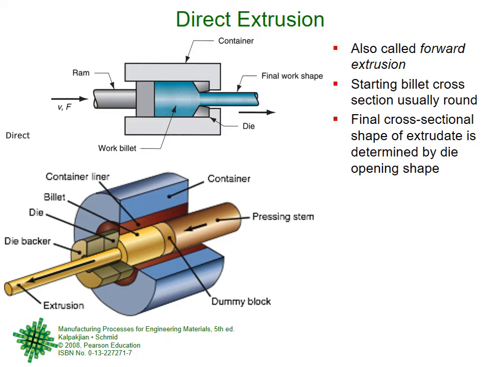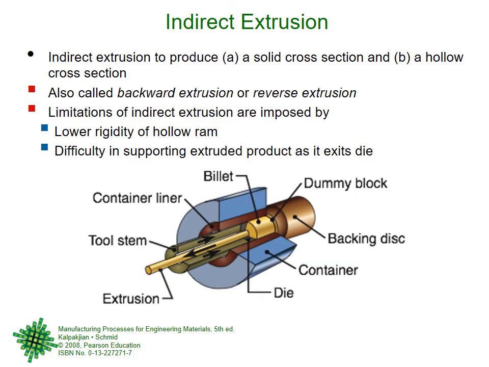Why is it called direct or forward? Because the direction in which the material comes out is the same as the direction of the applied force, right? The force is applied in this direction, and the material also goes in the same direction. So it is called direct extrusion or forward extrusion. Opposite to that is indirect extrusion.